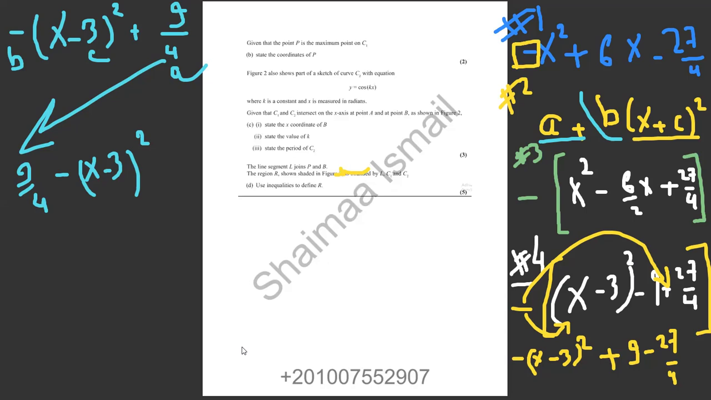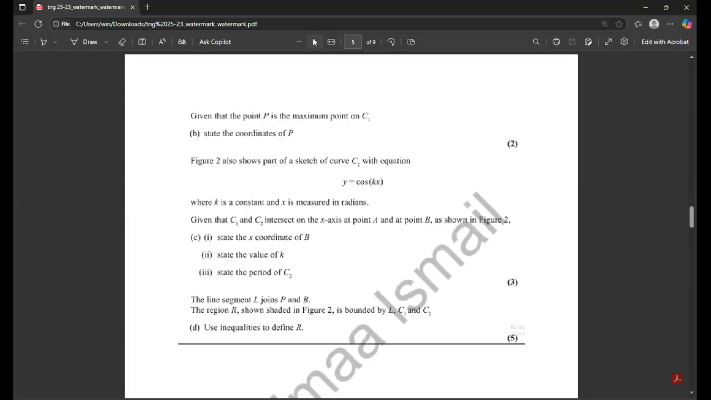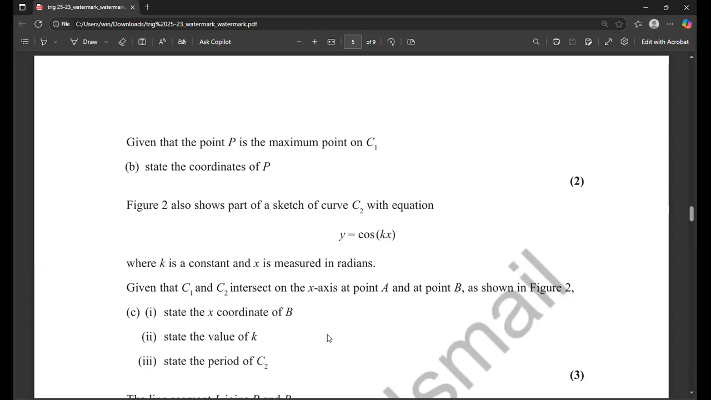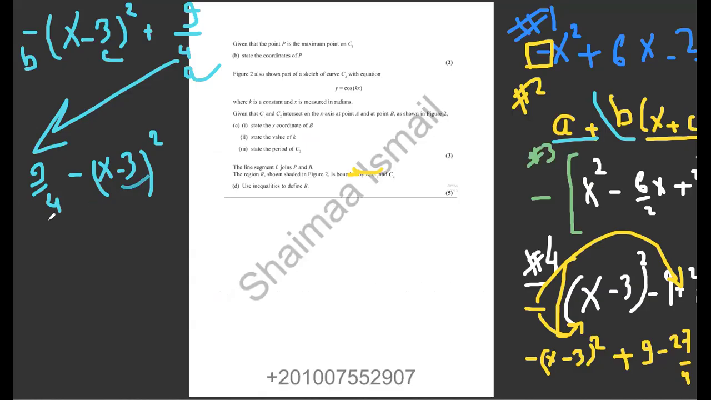Next here, given the point here, let's read the question. As he gives here, given that the point P is a maximum point on C1, state the coordinates of P. We already have it because we did completing the square. In completing the square, we have to get the points of X and the point of Y. So this would be X and this would be Y. We have to just flip the sign instead of negative, it would be positive. So here we go.